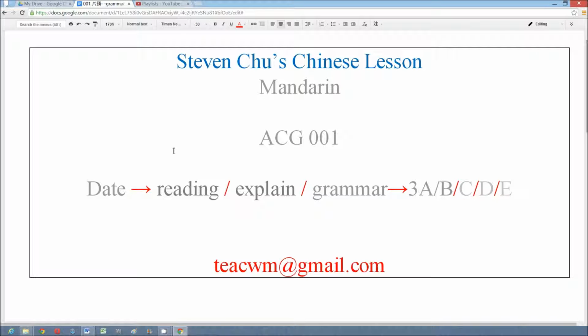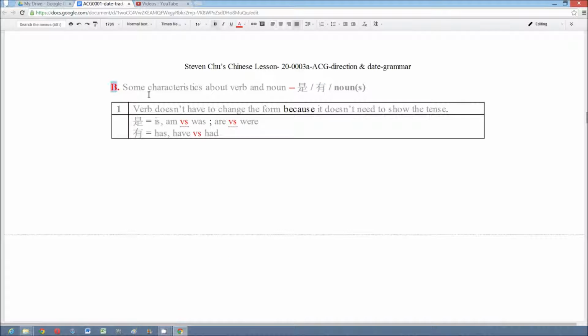Hi, this is ACG number 1, and the title is date, and used to explain the grammar used in this lesson, and the number is 3B in Mandarin. In 3B, I will introduce some characteristics about the verb and the noun. I will use 是, 有, and other nouns to form some examples.